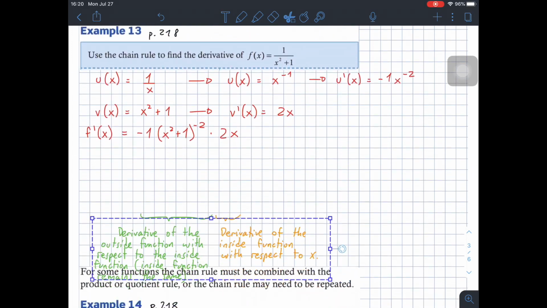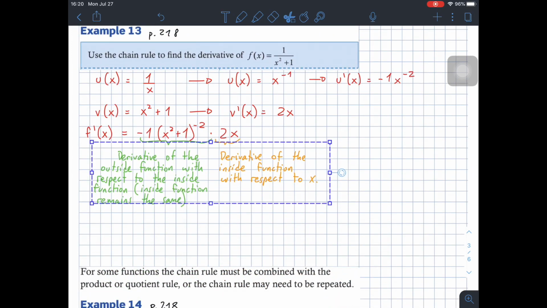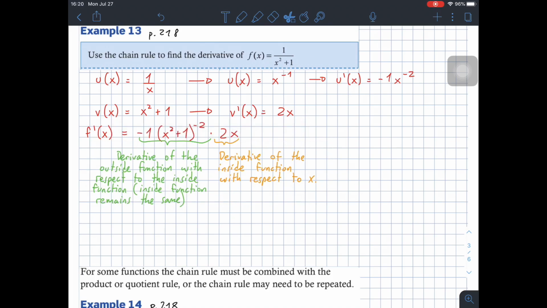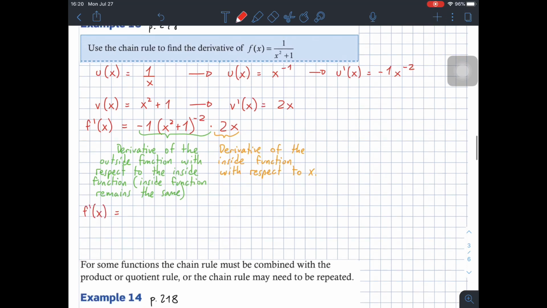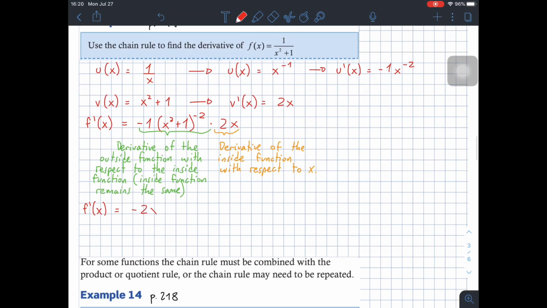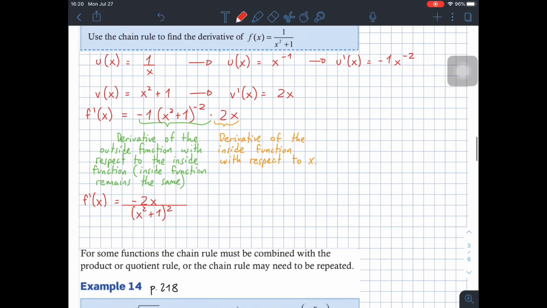There you go. So this fits perfectly. So the final result will be f prime of x is equal to, and I just need to reorganize this, -2x. And since this is to the power of -2, I can take it down to the denominator and write it as x squared plus 1 squared. And that would be the result for this derivative. Okay?